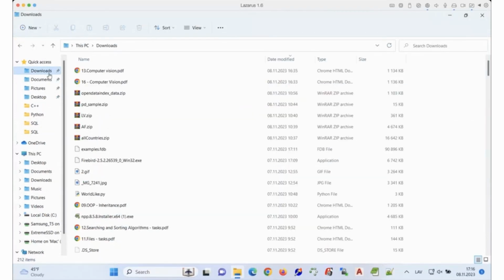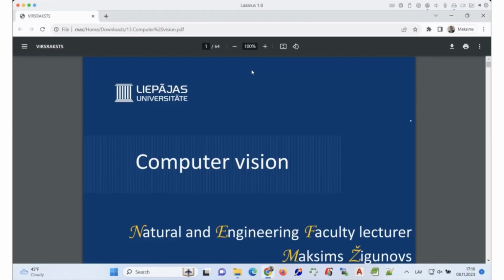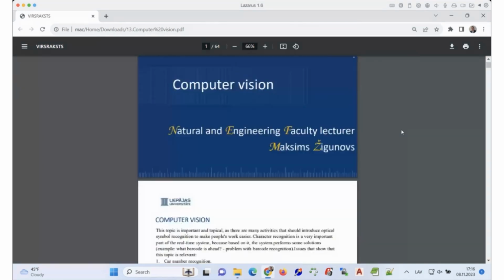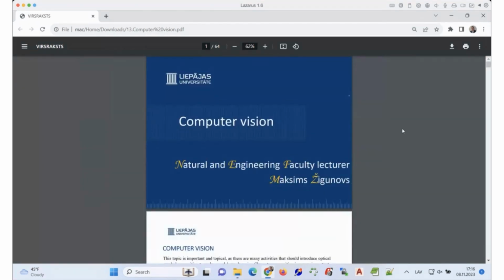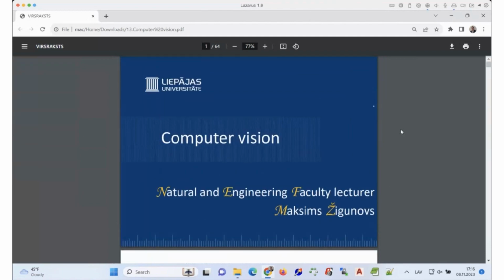So maybe let's take a look at that topic. I uploaded material, and you already have it. The only thing is I cannot really reformat the presentation, so it will be in the scheme of my so-called home institution. But actually, it doesn't really matter. Okay, computer vision.